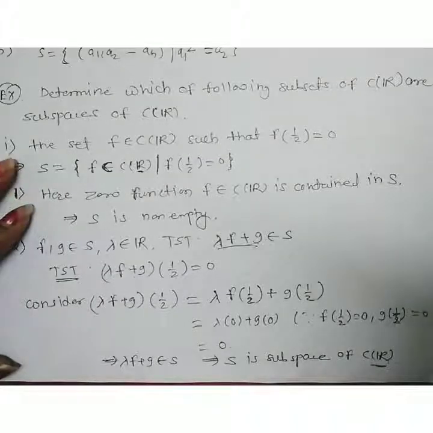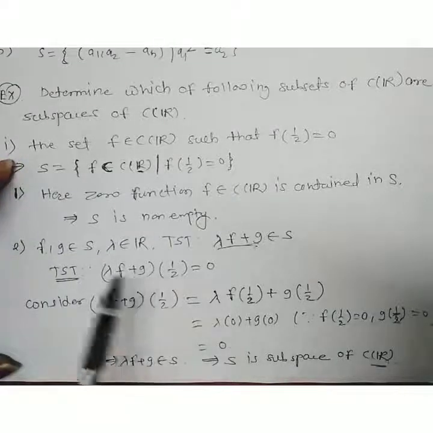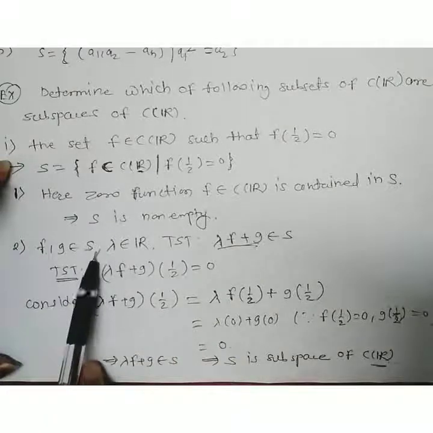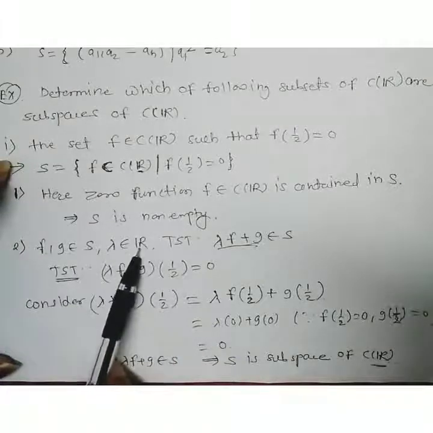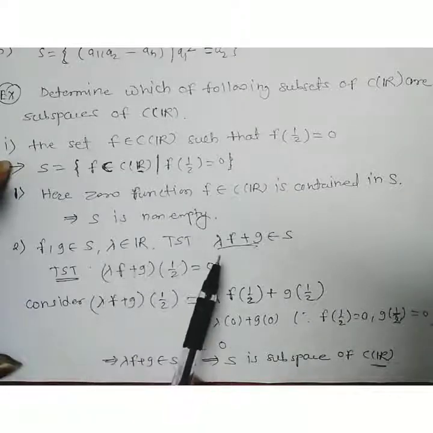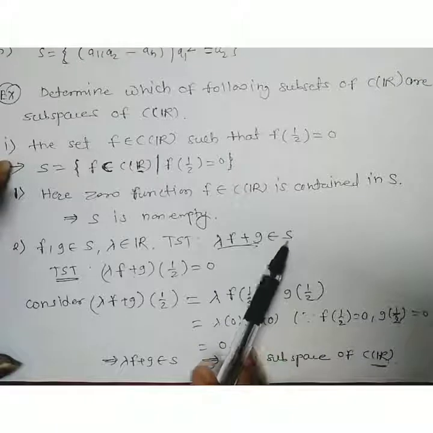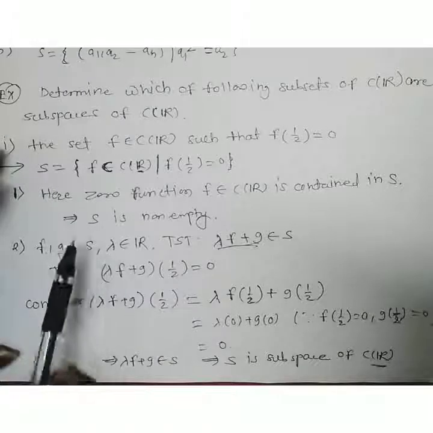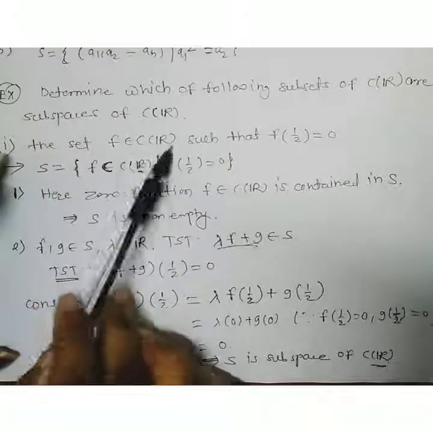So these two conditions are satisfied by this set. First of all, this is a non-empty set, and for any f and g belonging to that set and lambda belonging to R, the field, we have shown that lambda f plus g belongs to that set. Therefore this set is a subspace of C over R.